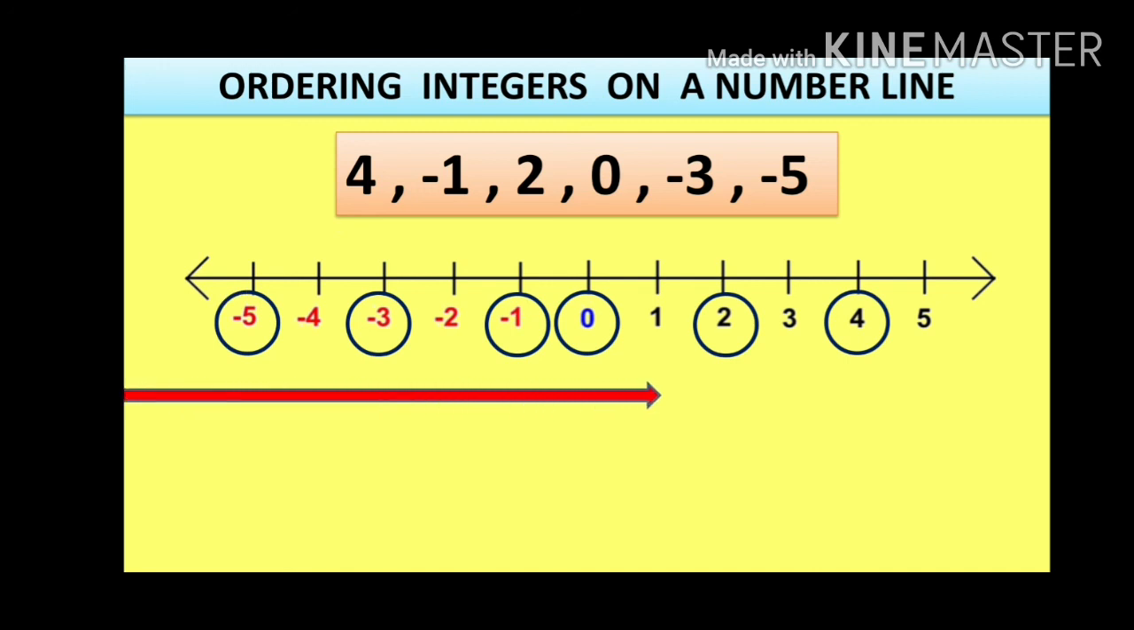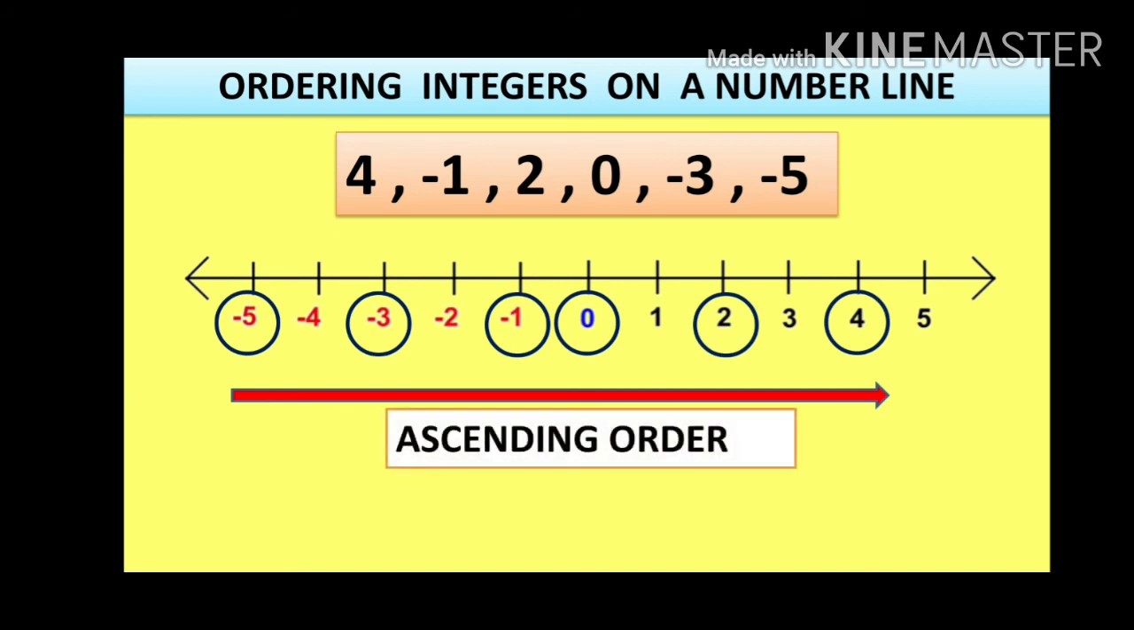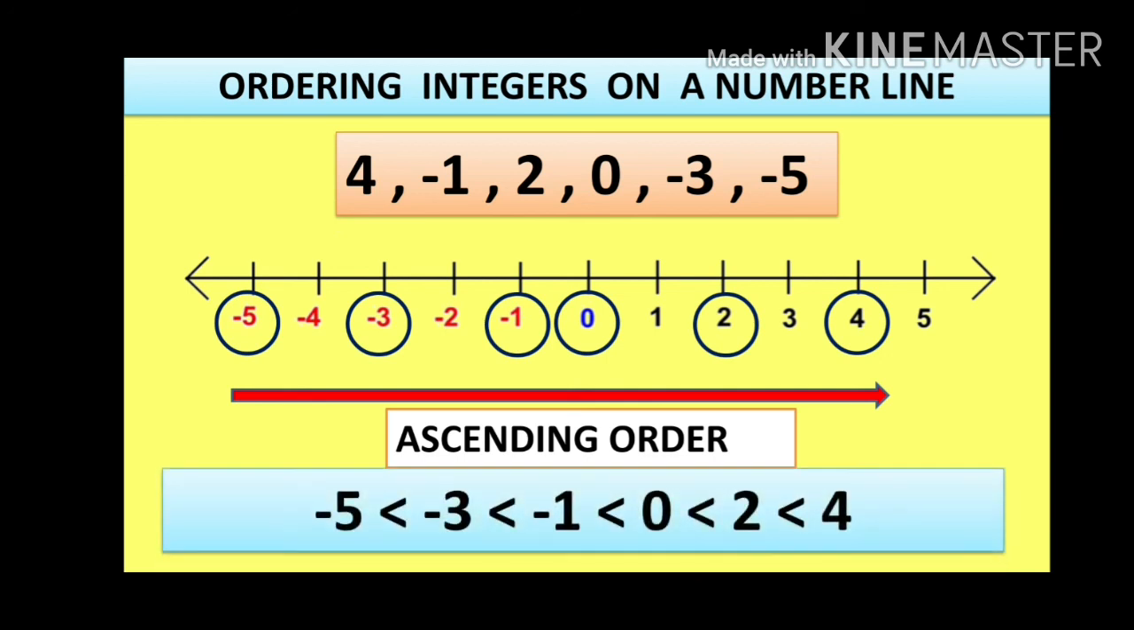Now we will move from left to right. When we move from left to right, we get the ascending order of the integers. We know from left to right it keeps on increasing. So remember this one, left to right, increasing. We just have to read off whatever is there. The smallest one is -5, small to big, increasing order. So -5 is less than -3, is less than -1, is less than 0, is less than 2, is less than 4. So here we have got an ascending order.